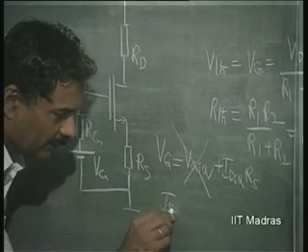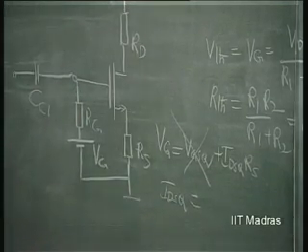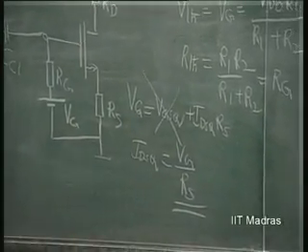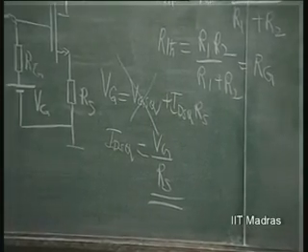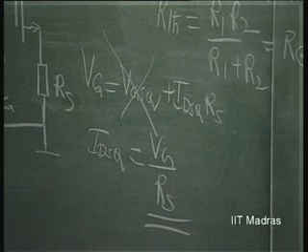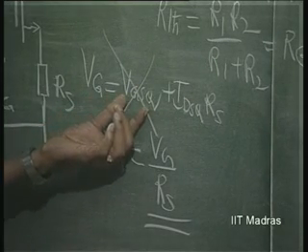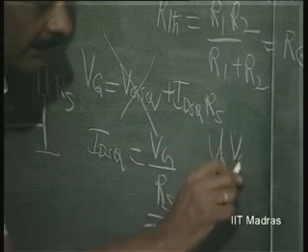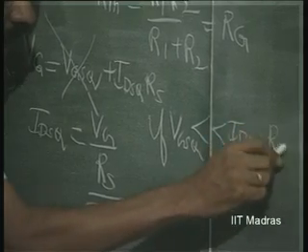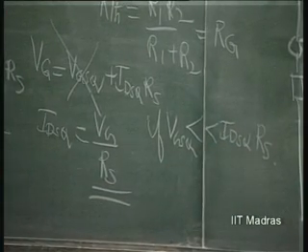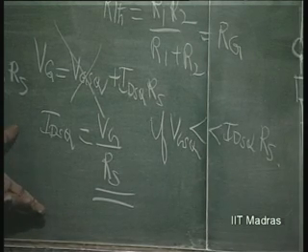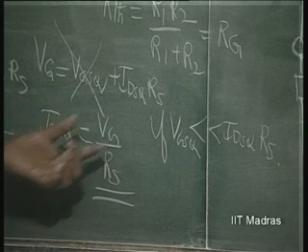Okay. So, if this becomes negligible compared to this, IDSQ becomes equal to how much? Vg by Rs, totally independent of what? The field effect device that you are putting here. So, that is, if VGSQ is much less than IDSQ into Rs. Is this point understood? What is VGSQ?